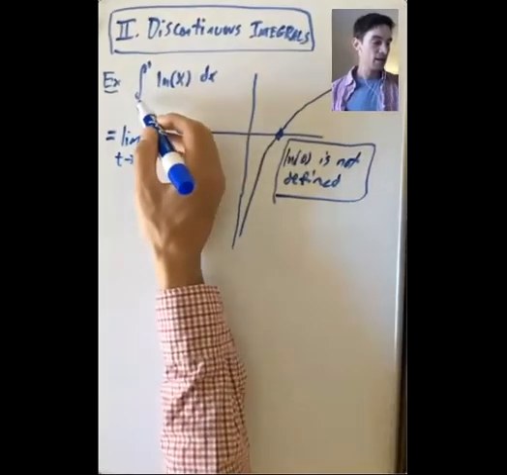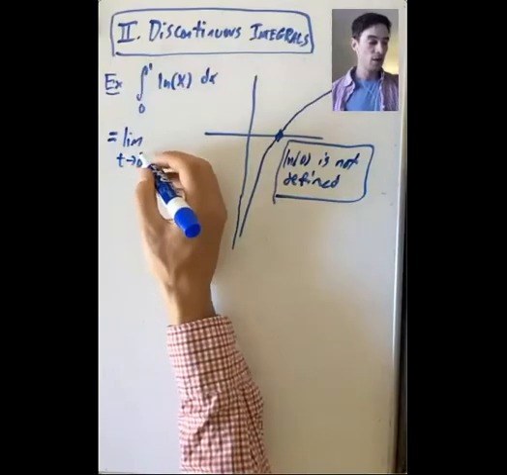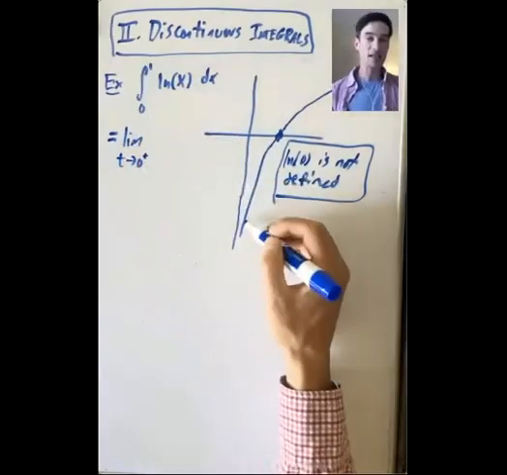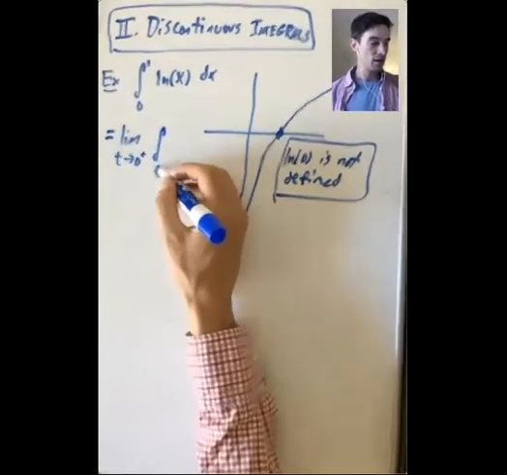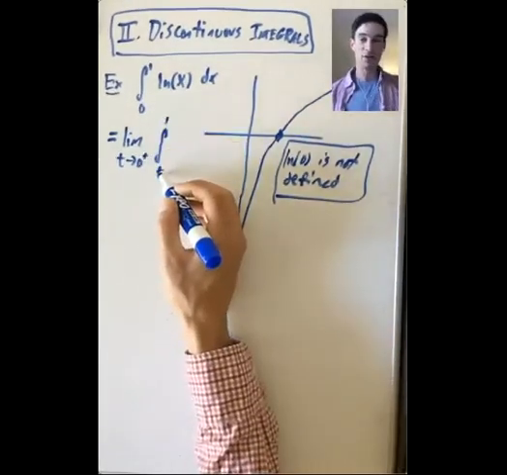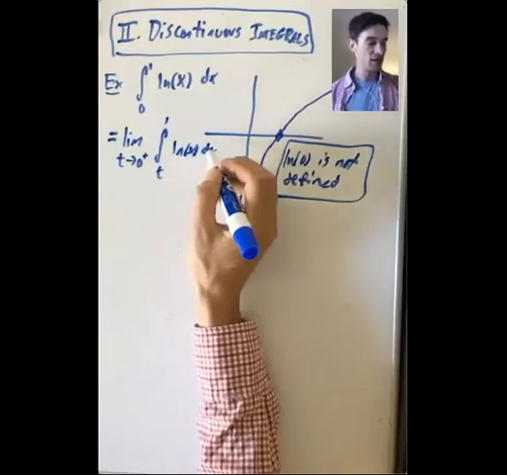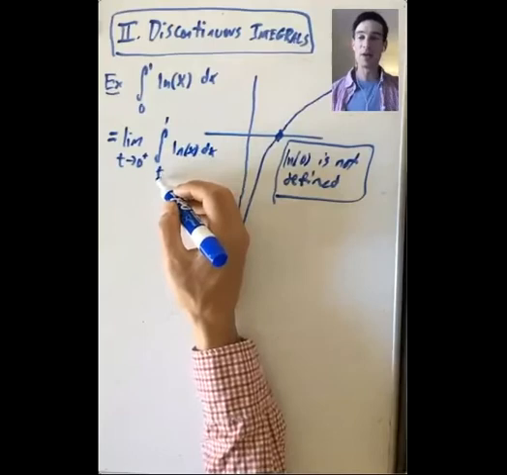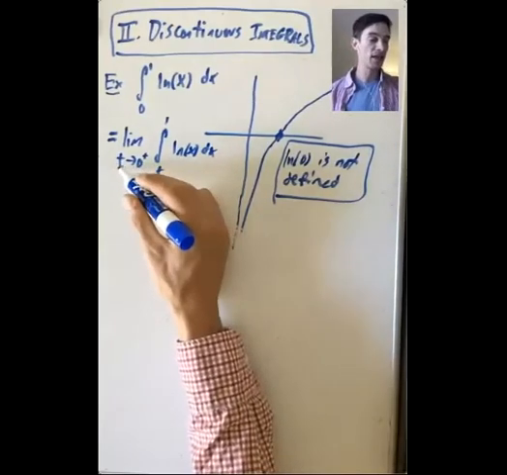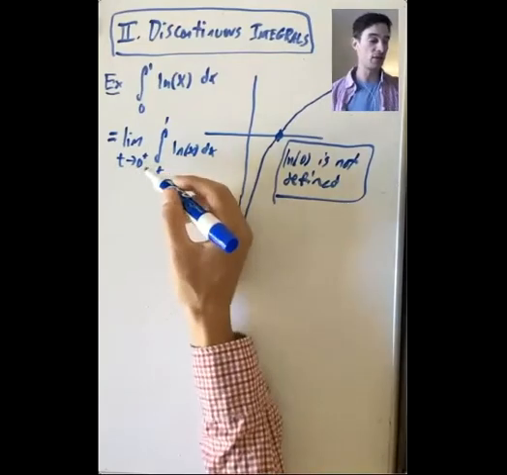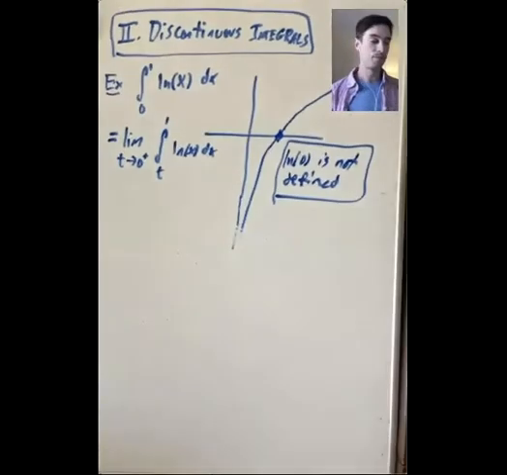And natural log is continuous between t and 1 when t is a positive real number. So we're going to say what happens when we take the integral from t to 1 of ln of x dx, where t is a positive real number, but is getting smaller and smaller. So we're taking a limit as t goes to 0 from the plus direction of the integral from t to 1 of ln of x dx.